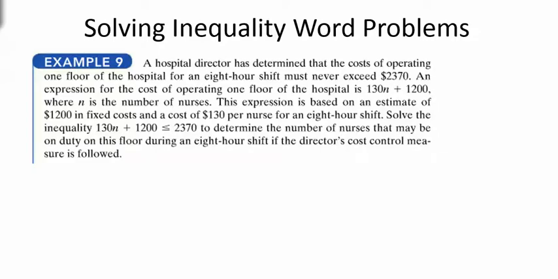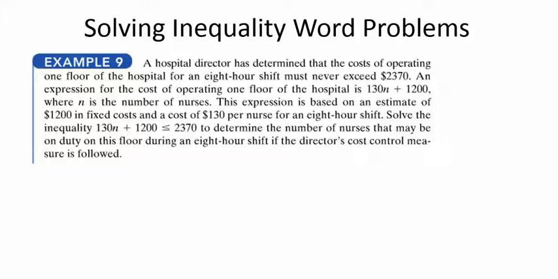In example 9, a hospital director has determined that the costs of operating one floor of the hospital for an 8-hour shift must never exceed $2,370. Remember, must never exceed means we can be less than that all the way up to including that amount, but we can't go beyond it, so that would be a less than or equal to inequality.